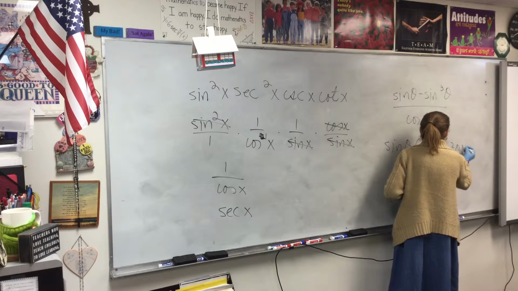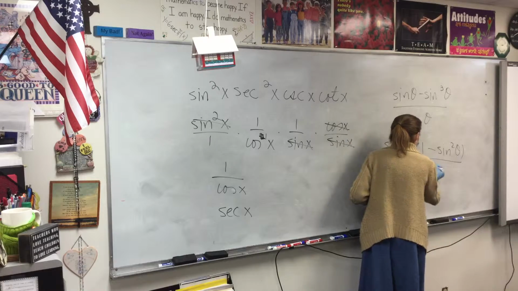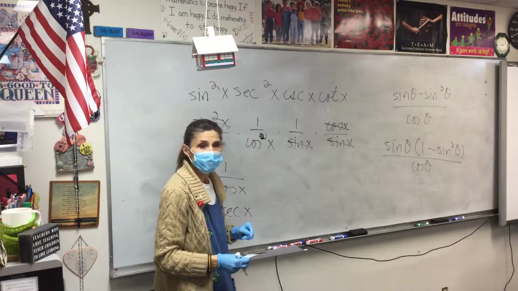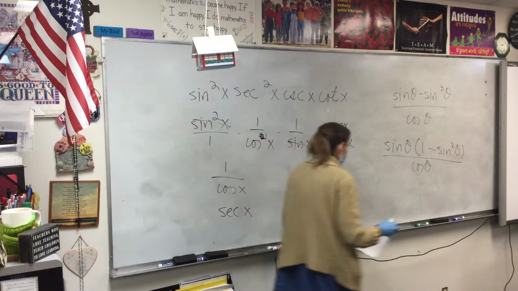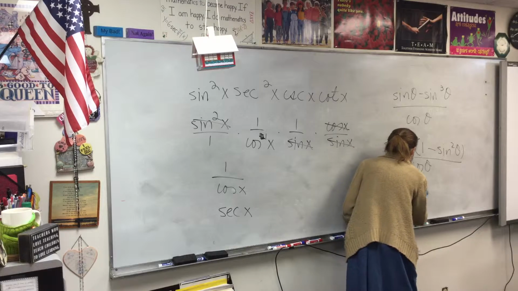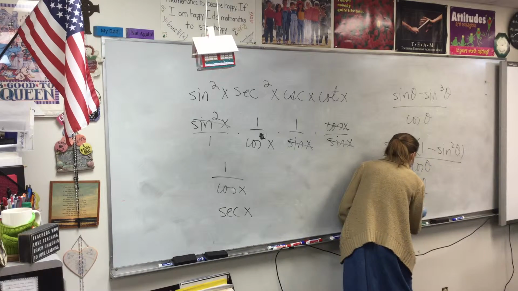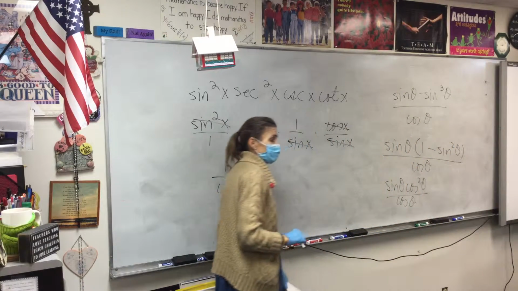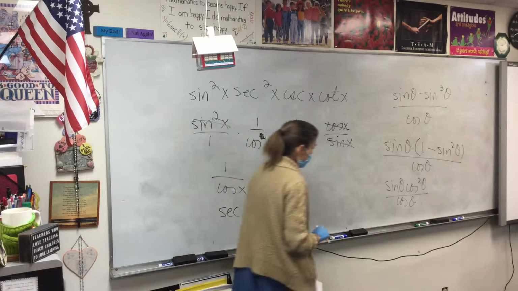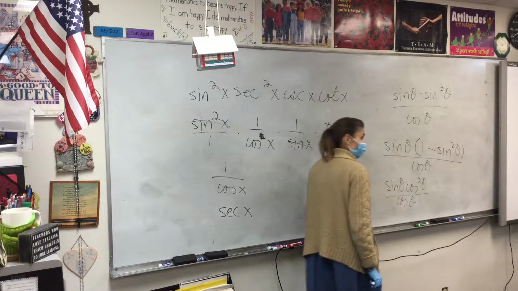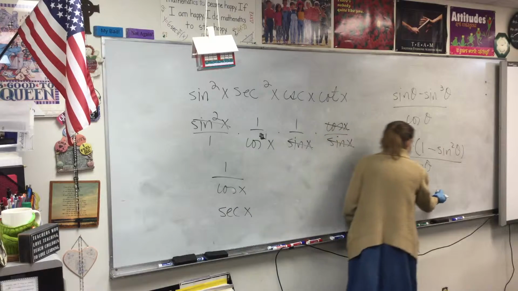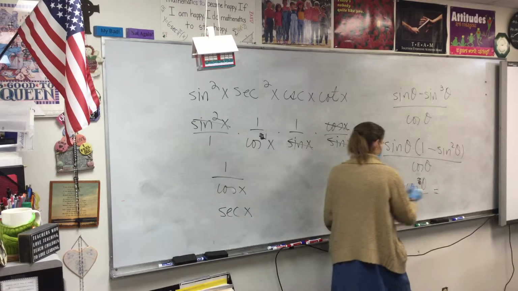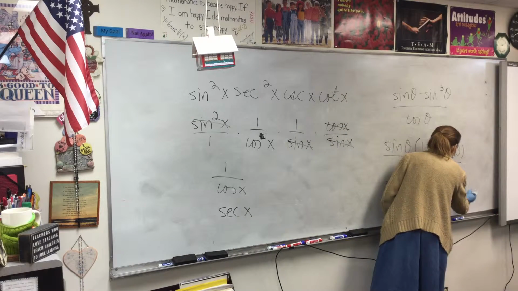Now there's your identity. That's where you have to start getting excited. What is 1 minus sine squared? Cosine squared. You need to recognize that's cosine squared. This is cosine squared. Now, can I cancel? Yep. And what will I be left with if I cancel this cosine and one of those cosines? Sine cosine.